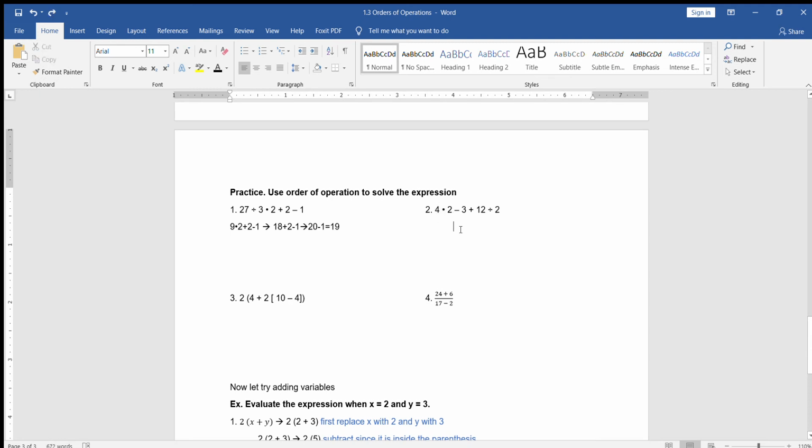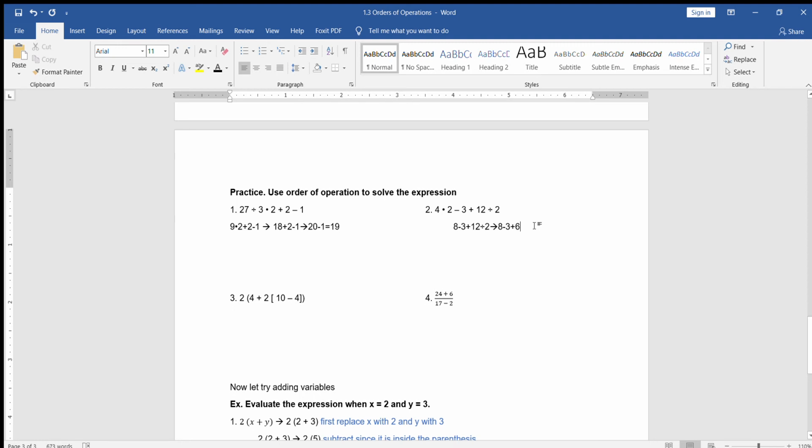This becomes 8 minus 3 plus 12 divided by 2. Next thing is we do the division. You're not going to do subtraction or addition. Do division. This actually becomes 8 minus 3 plus 6. And now we have 8 minus 3 plus 6.